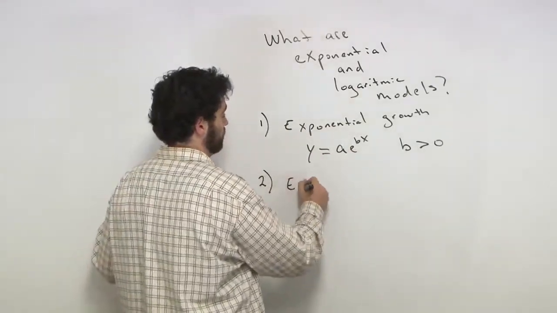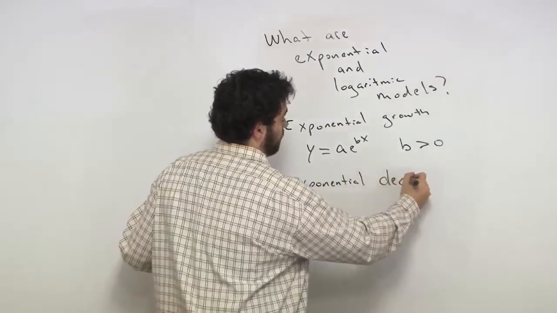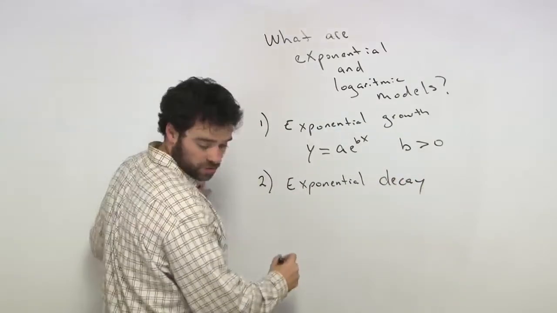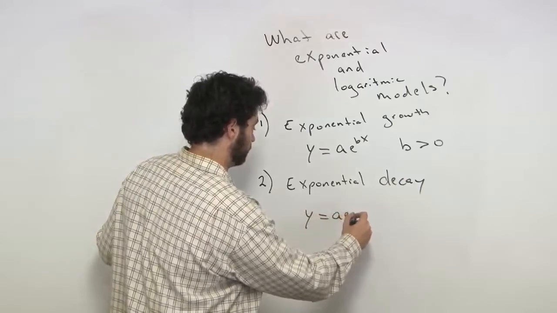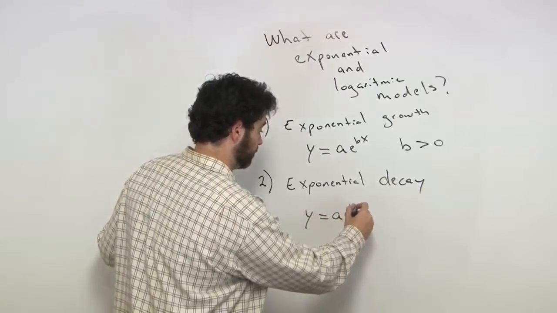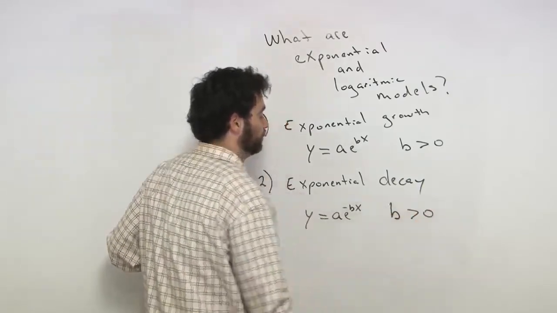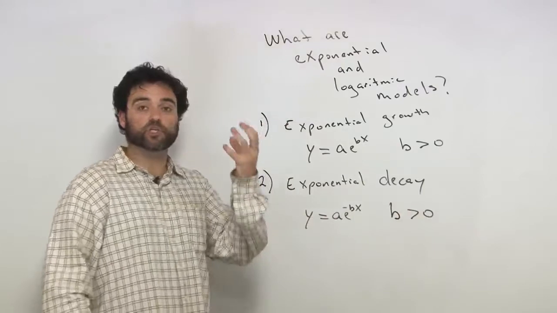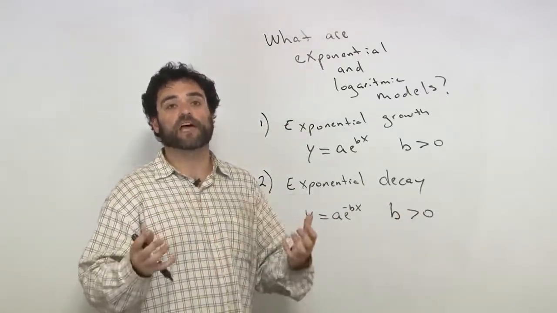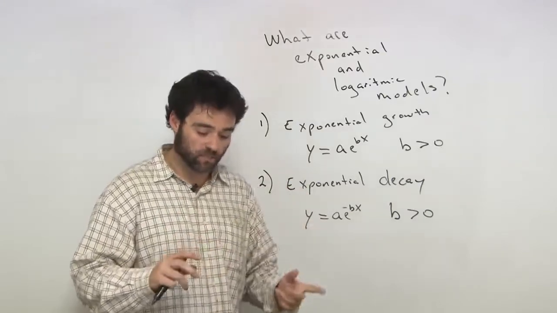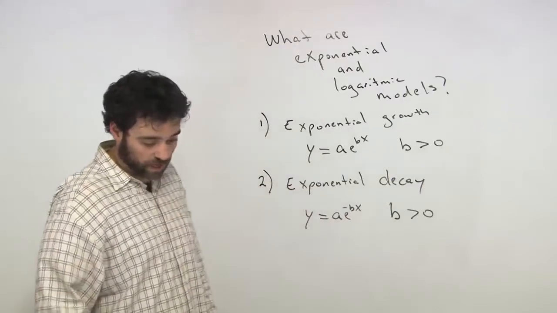Exponential decay. Very similar equation: y equals a e raised to the negative bx, where b is greater than 0. Okay, that negative tells us things are shrinking, getting smaller. Radioactive decay, half-life, carbon dating. These are things that shrink, get smaller. Okay? And so there's our first two models.